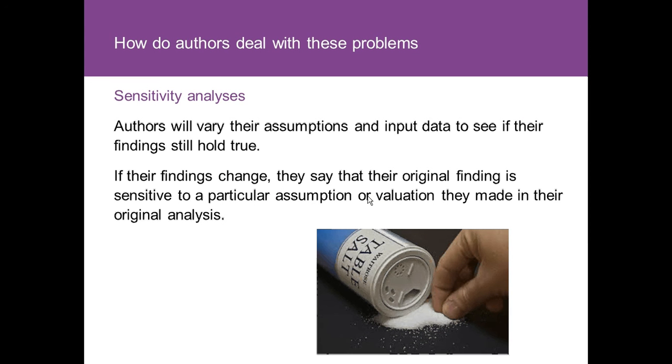So how do authors deal with these problems? Well, for both trial-based and modelling economic evaluations, authors will vary their assumptions and input data to see if their findings still hold true. This is called a sensitivity analysis. If their findings change, they say that their original finding is sensitive to a particular assumption or valuation they made in their original analysis.